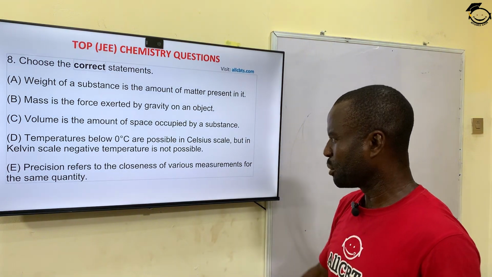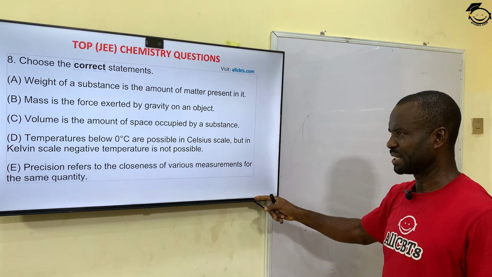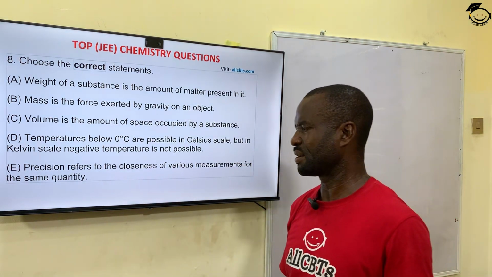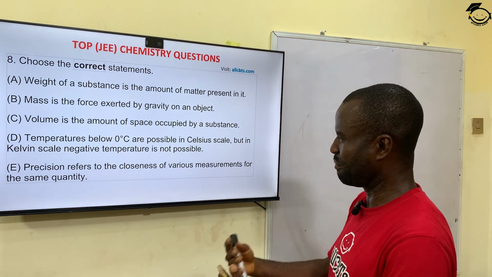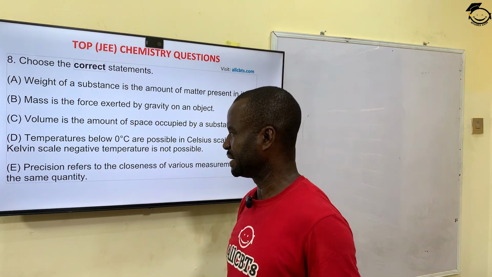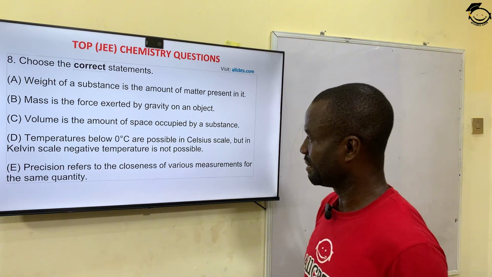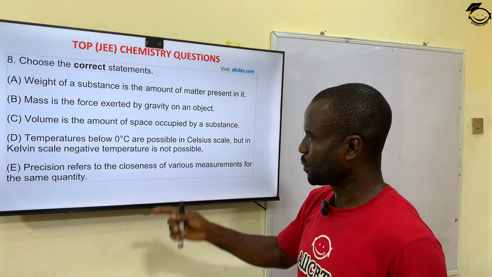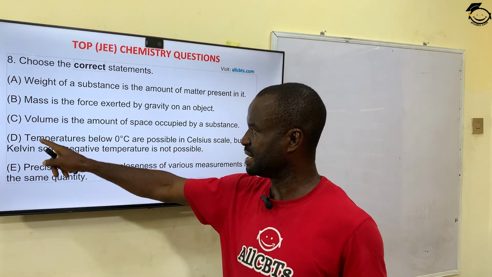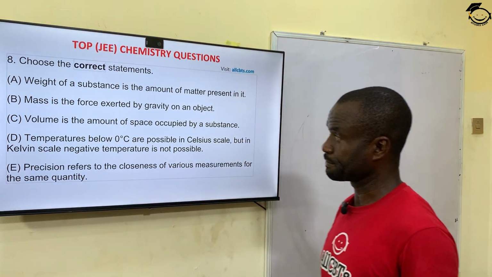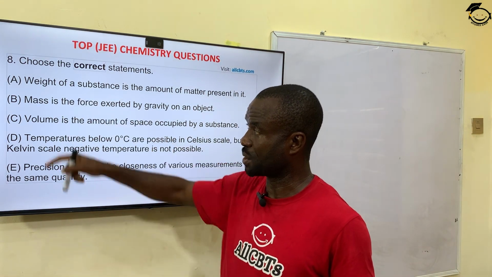Then the last one says precision. Precision refers to the closeness of various measurements for the same quantity, correct? Precision is simply the ability to reproduce an exact measurement, the degree of closeness of these measurements. So, of all these, C is correct, D is correct, and E is correct. We have 3 statements that are correct, but the first two, 1 and 2, are not correct.